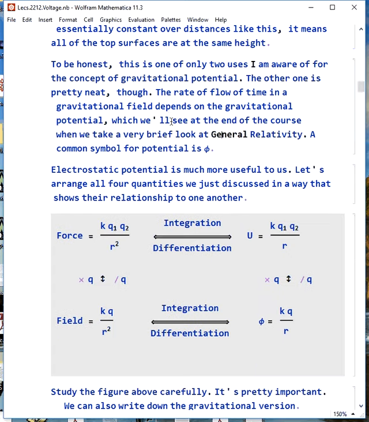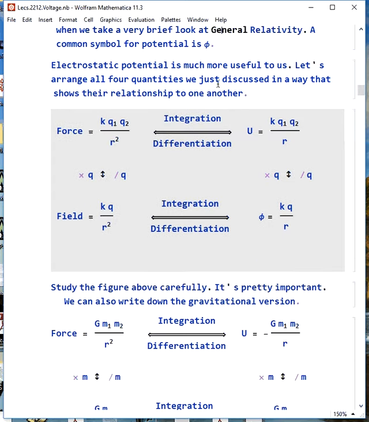Now, electrostatic potential is something we use a lot more often. Let's arrange everything that we've discussed in a way that shows their relationship. So here's our Coulomb's law, the starting point, the force between two charges. If we say what is the force per charge and divide one of them out, we get the field, which is kq over r squared.